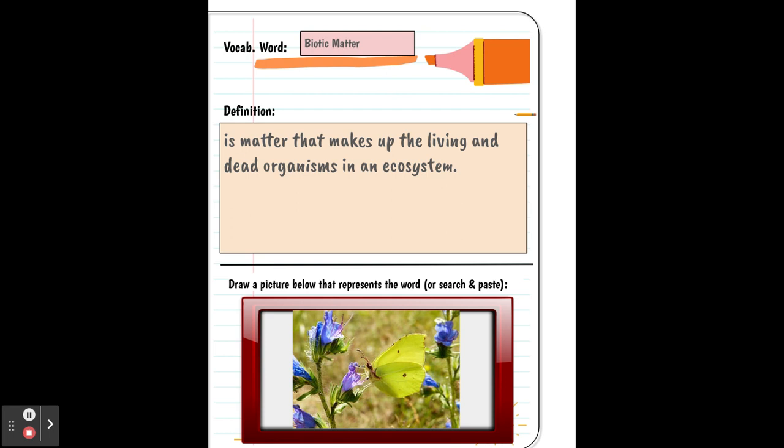Next one is biotic matter. So the biotic matter is matter that makes up the living and dead organisms in an ecosystem. Anything that is alive or was ever once alive is biotic. In our sim, our biotic matter is primarily in the lower half of the sim, and the abiotic matter, which is our next term, is going to be in the upper half of the sim. Same thing on the front wall.